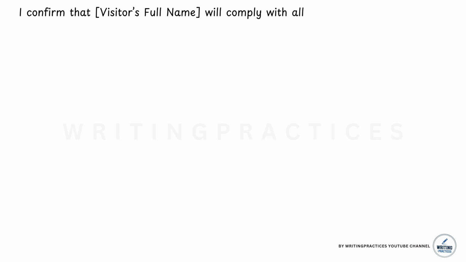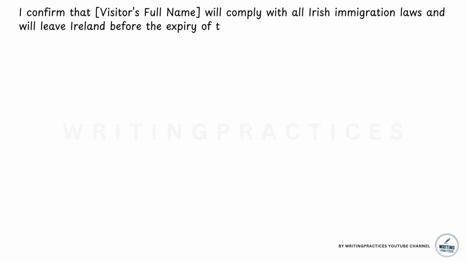Immigration compliance statement. Next, include a statement confirming that the visitor will follow Irish immigration rules. For example, "I confirm that Sarah Johnson will comply with all Irish immigration laws and will leave Ireland before the expiry of her permitted stay." It assures the visa officer that both the host and visitor understand the temporary nature of the visa. It shows respect for Irish immigration regulations.